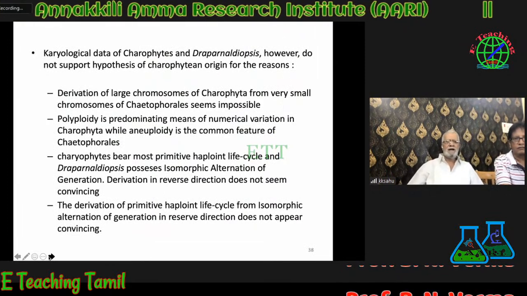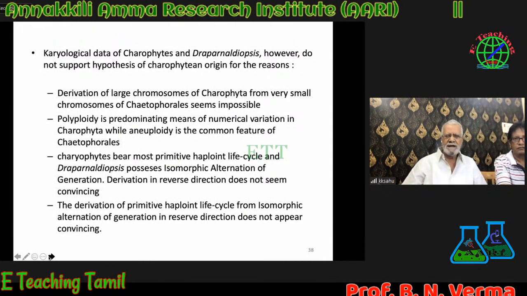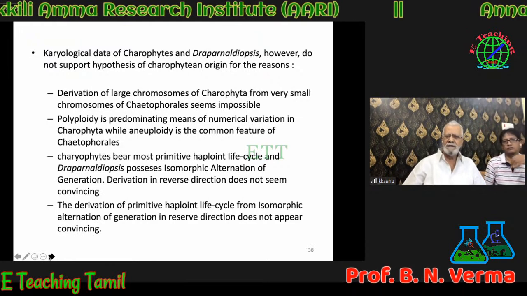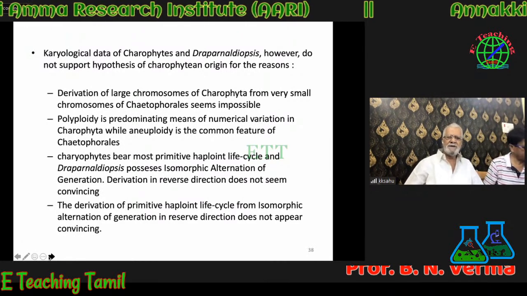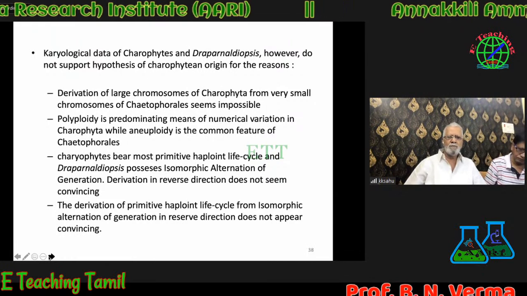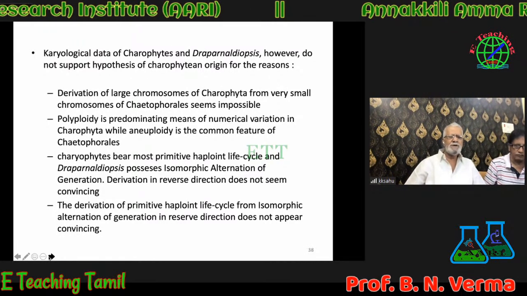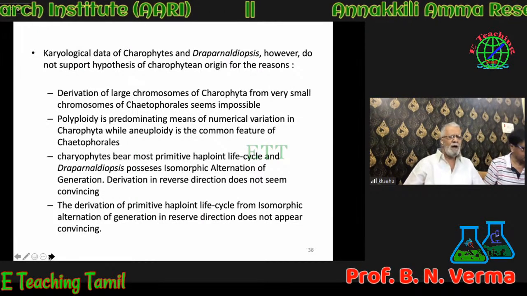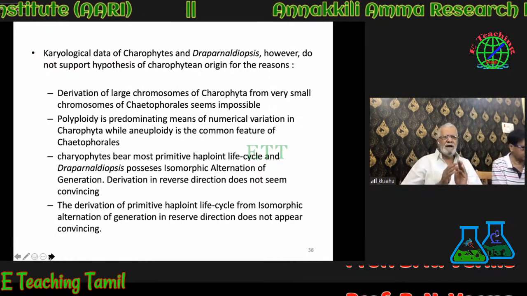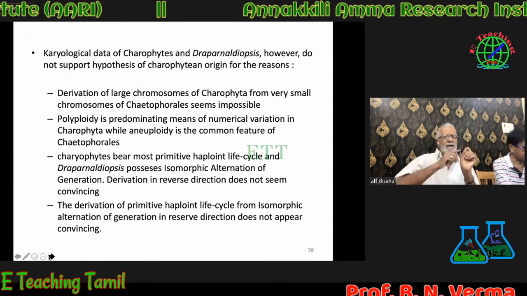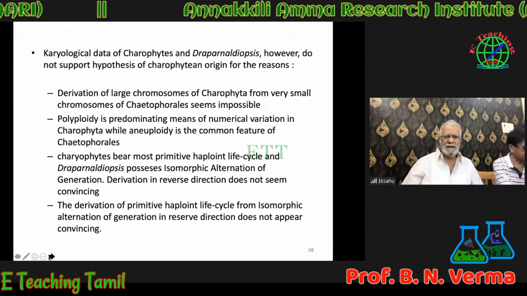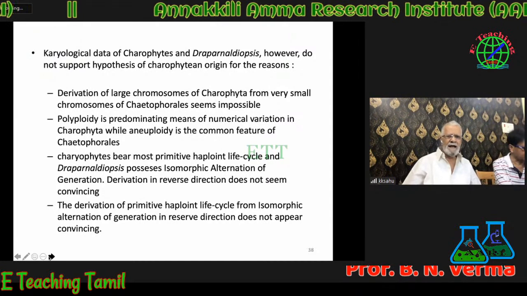Now, the karyological data of Charophytes and Diplodeoxys do not support the hypothesis of Charophytean origin from the Chaetophorales, for these reasons: derivation of the large chromosomes of Charophyta from various small chromosomes of Chaetophorales seems impossible. You can dream of the derivation of small chromosomes from bigger chromosomes, but it seems very impossible that very minuscule chromosomes would have given rise to long, well-organized centromeric chromosomes. It appears unlikely.